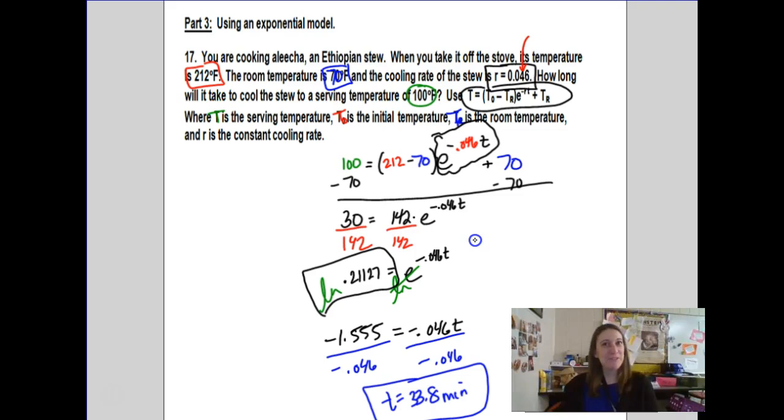Bad problem, but funny. It's Mrs. Meyer's favorite problem. If you know who Mrs. Meyer is, my co-teacher, she really likes this one.